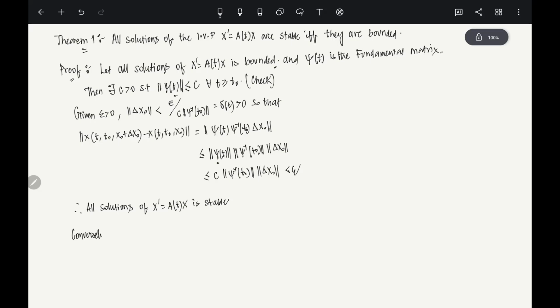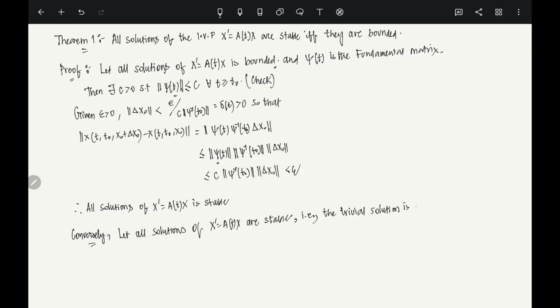The converse is what? That all solutions are stable. So let all solutions of x prime equals A(t) times x be stable. What does it mean? It means that the trivial solution is stable, because this is a homogeneous problem, right? So the trivial solution is also stable. What is the trivial solution? Basically that is x of t, t naught corresponding to the zero data. That is your trivial solution. So that is, 0 is stable.